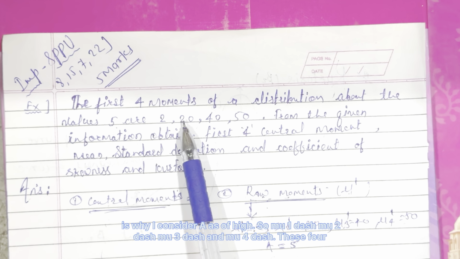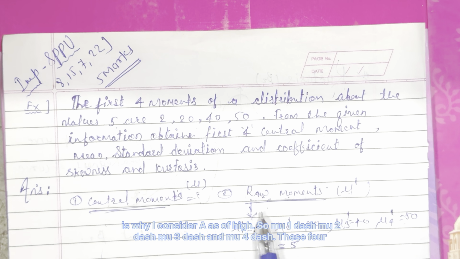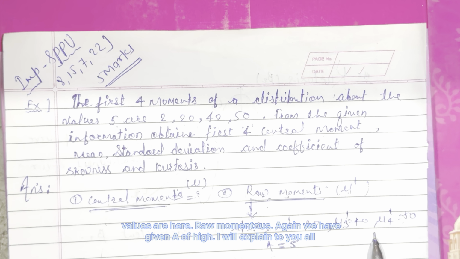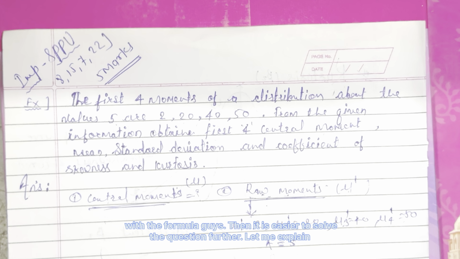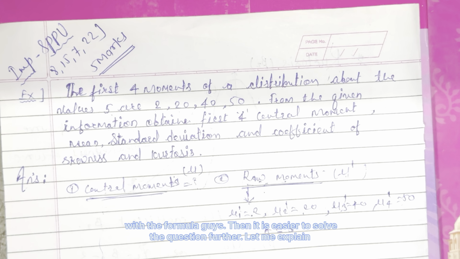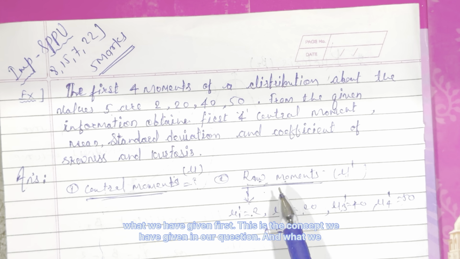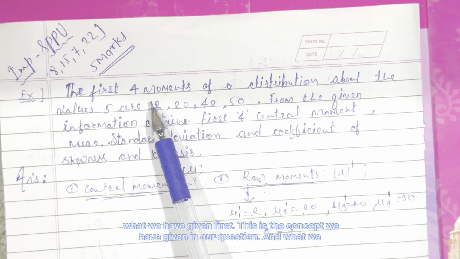So μ1', μ2', μ3' and μ4', these 4 values are here, the raw moments. Again, we have been given A = 5. I will explain everything with the formula, guys, then it is easier to solve the question further. Let me explain what we have been given first. This is the concept given in our question.